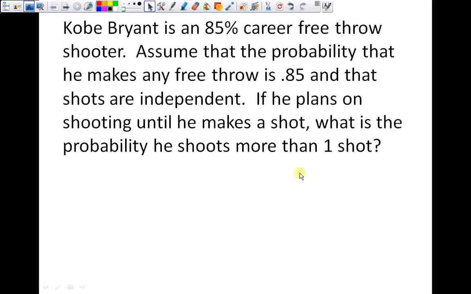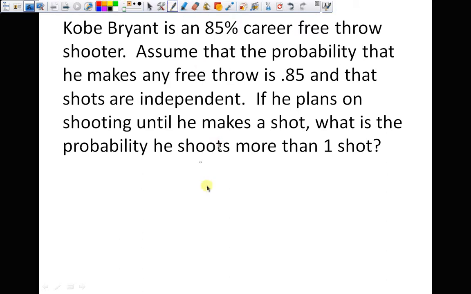Same example, but let's look at another problem. He's still shooting until he makes a shot, so that's still our success. What is the probability he shoots more than one shot? So if he shoots more than one shot, that's either shooting 2 shots or 3 shots or 4 shots or 5 shots and on. There's no upper bound here.